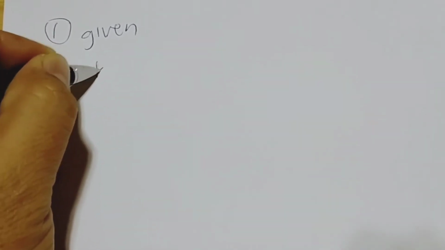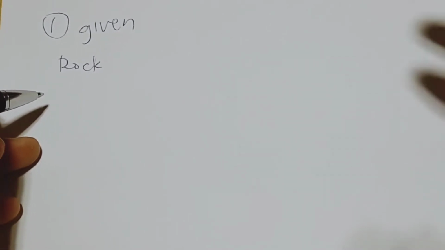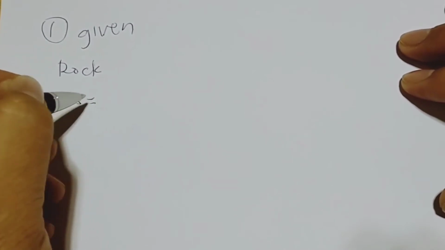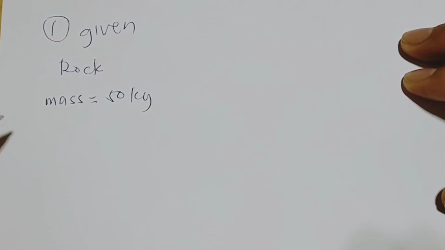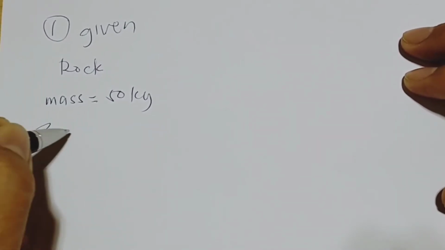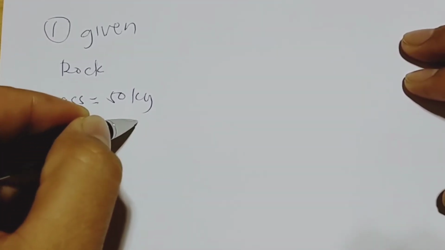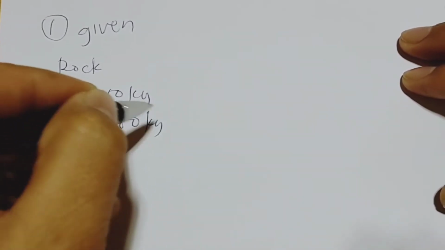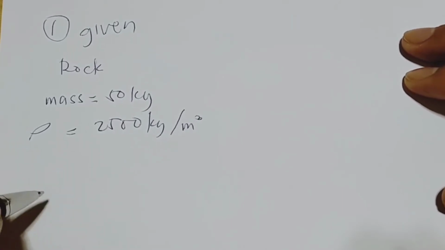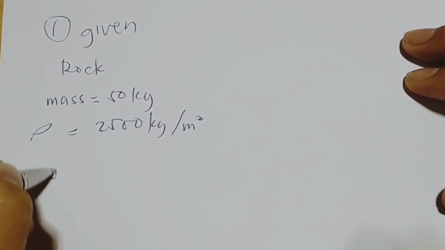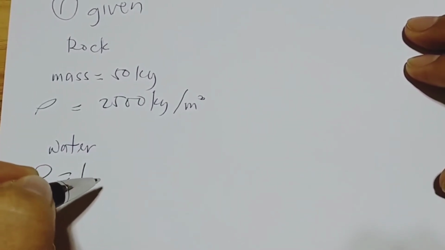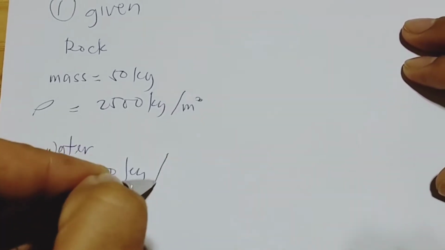Sa rock, ang given po natin sa rock ay meron siyang mass na 50 kilograms. At ang kanyang density ay 2,500 kilograms per cubic meter. And then, another given is the density of water, which is constant. So, water density is equal to 1,000 kilograms per cubic meter.